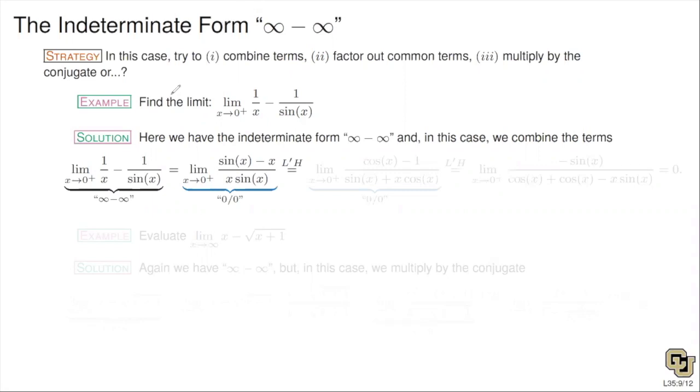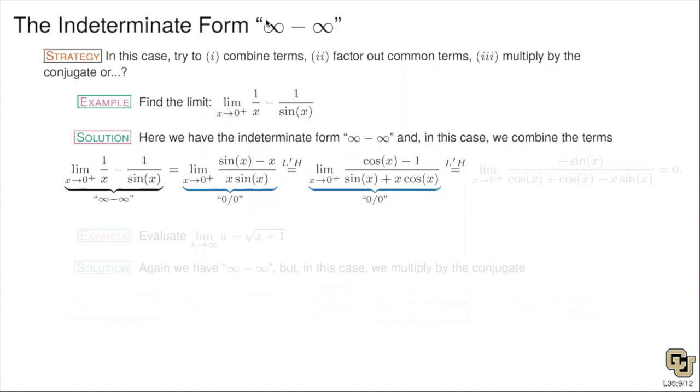So I multiply the first term top and bottom by sine of x. I multiply the second term top and bottom by x and combine them. Now when I take the limit, the numerator is sine of 0 minus 0, which is 0. And the limit of the denominator here is 0 times sine of 0, which is just 0. So here you have 0 over 0. So I can use L'Hopital's rule.